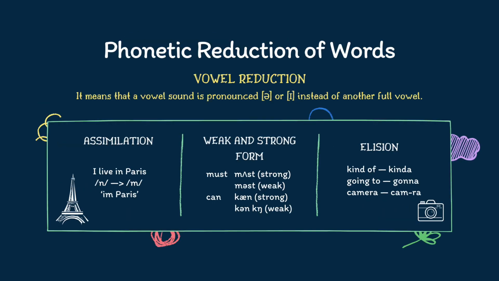And finally, we have vowel reduction. It means that a vowel is pronounced as schwa or e instead of another full vowel. Here we have some examples of assimilation, weak and strong form, and elision.